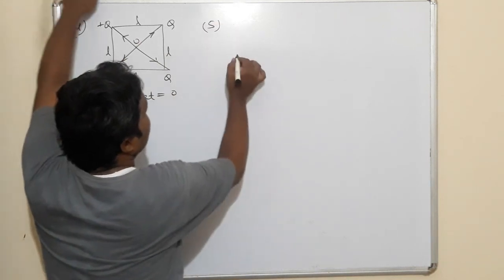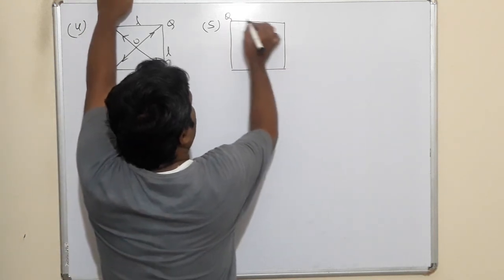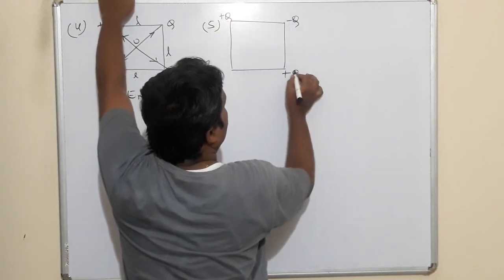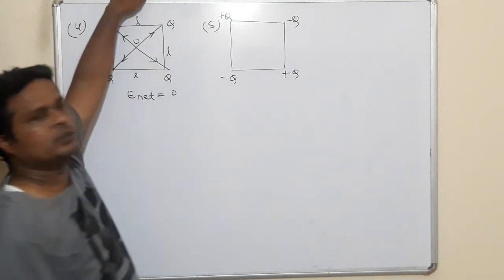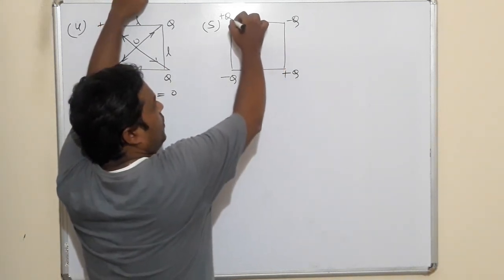So in this case, you see whether it will be 0 or not. This is plus Q, this is minus Q, this is plus Q, this is minus Q. Whether it is 0, see. Field at the center I am going to calculate.